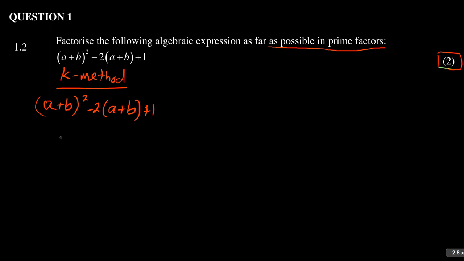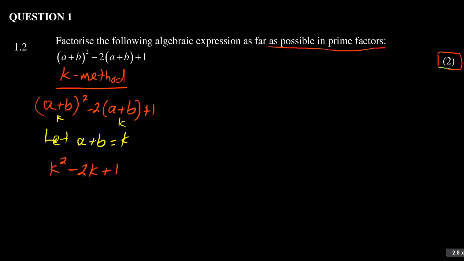So what does it mean? You say let a plus b be equal to k. That's what we mean by the K method. So where there is a plus b, you are going to put the k, and here you are going to put the k. So in other words, now you are having k squared minus 2k plus 1. That's why we say it's the K method.